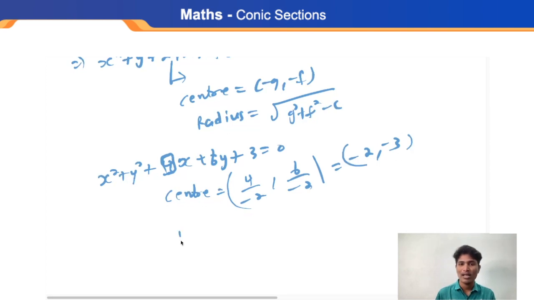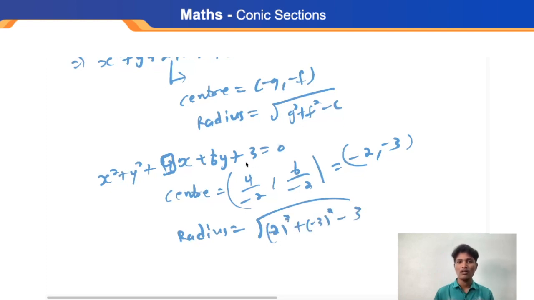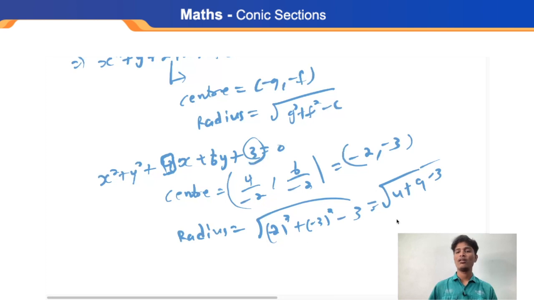That is the center. And the radius, I already said, what is the radius? The square of the center, that is minus 2 square plus minus 3 square, and you have to subtract the constant. What will you get? You will get root of minus 2 whole square, it is 4, minus 3 square, it is 9, minus 3. You will get root 10, because 13 minus 3 is 10. So root 10 is the radius. Like this you have to calculate.